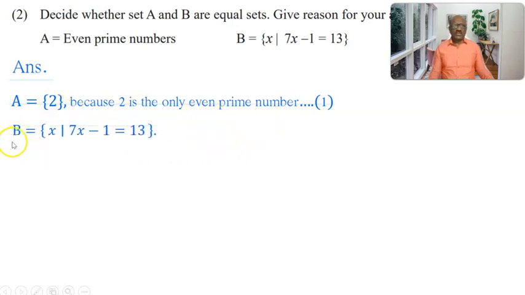B is equal to {x such that 7x minus 1 is equal to 13}. 7x minus 1 is equal to 13. 7x is equal to 14. x is equal to 14 upon 7. x is equal to 2.